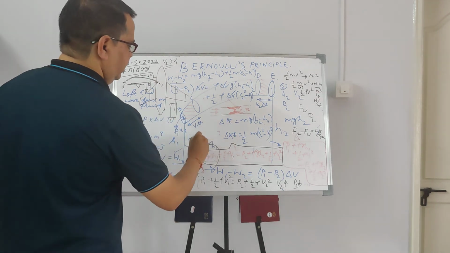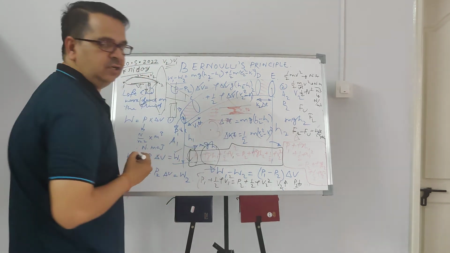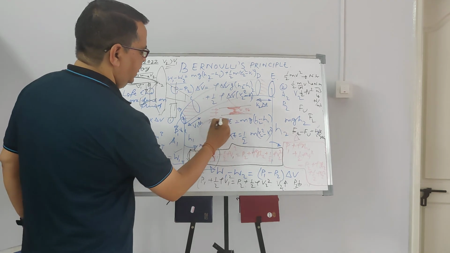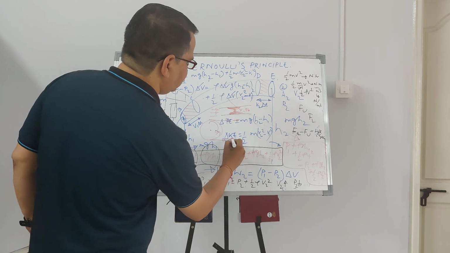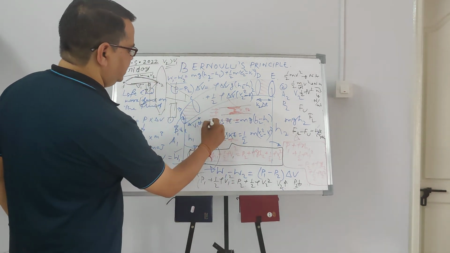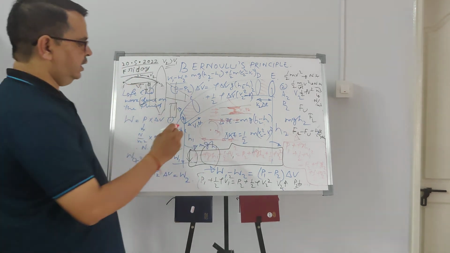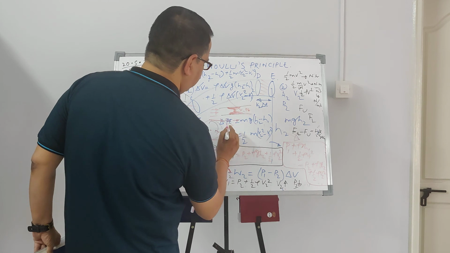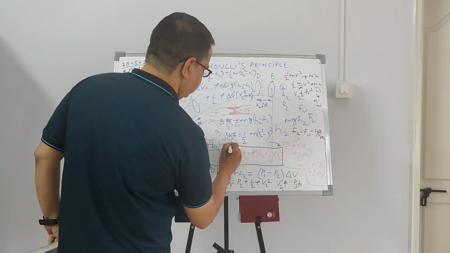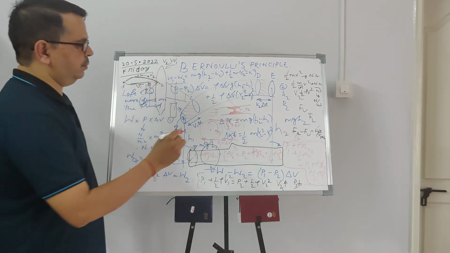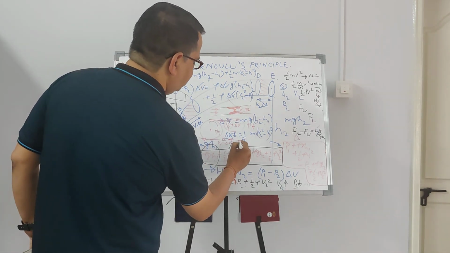When the ball is spinning, it is not only moving in this direction, it is also spinning. In addition to this velocity, there will be an additional velocity here, whereas there will be a subtraction of velocity here, because if you take the tangent, it is additional here and subtraction here. So here it will be V1 plus delta V, whereas here it will be V1 minus delta V. Your velocity is high means your pressure is less, and your velocity is low means your pressure is high.